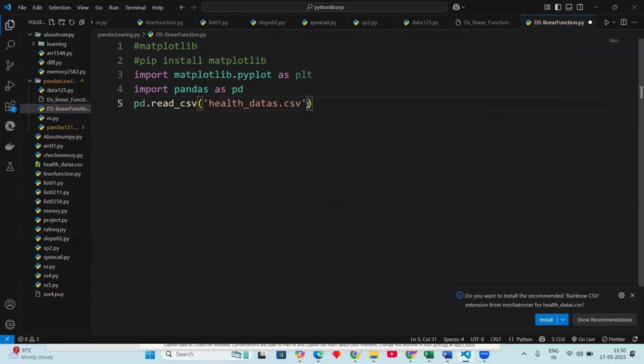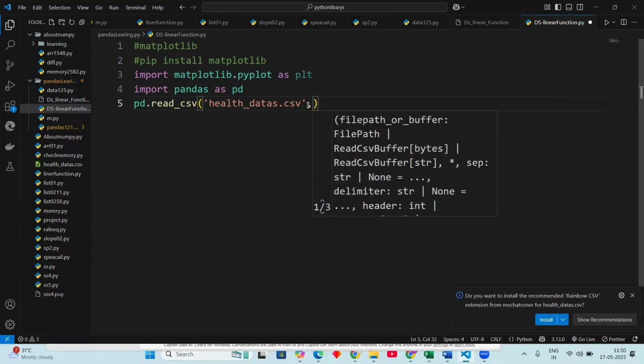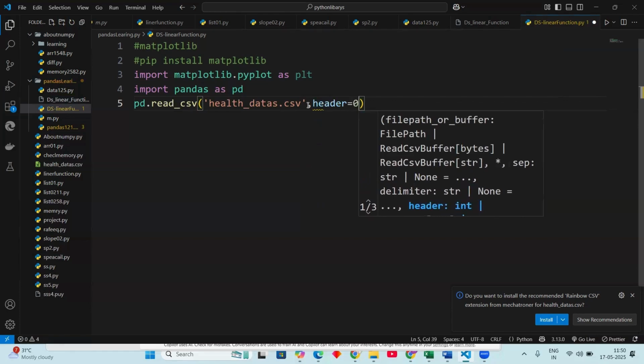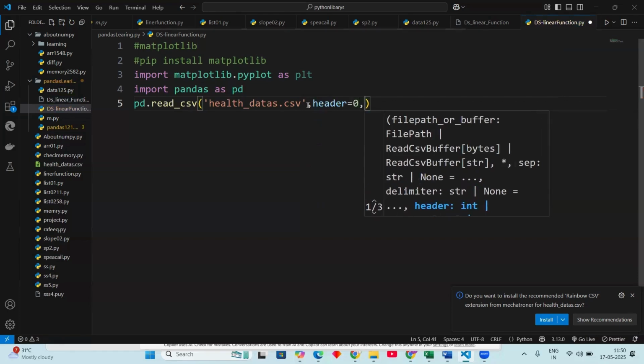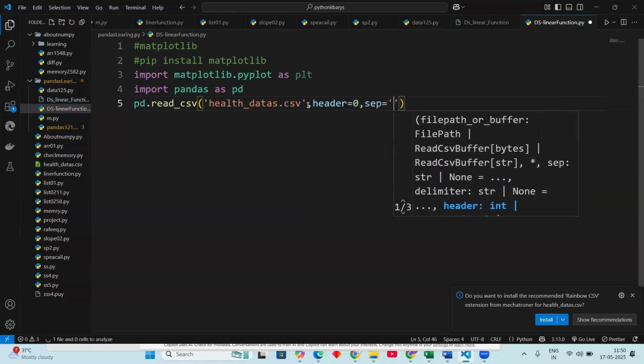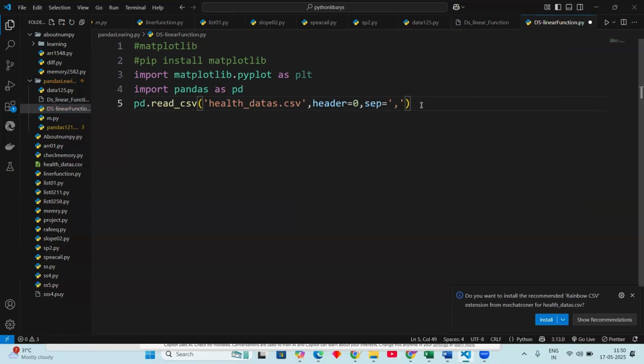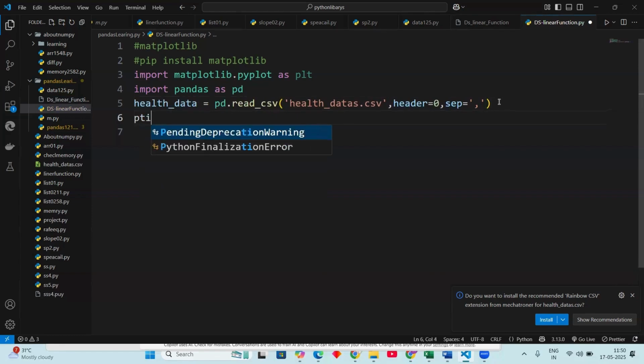Now I want to give another function, like headers, to separate the data by column. In a huge data set we use this, but for a small data set it is not required. Now put this in one variable. I take a variable like health data, right? And now print the health data.